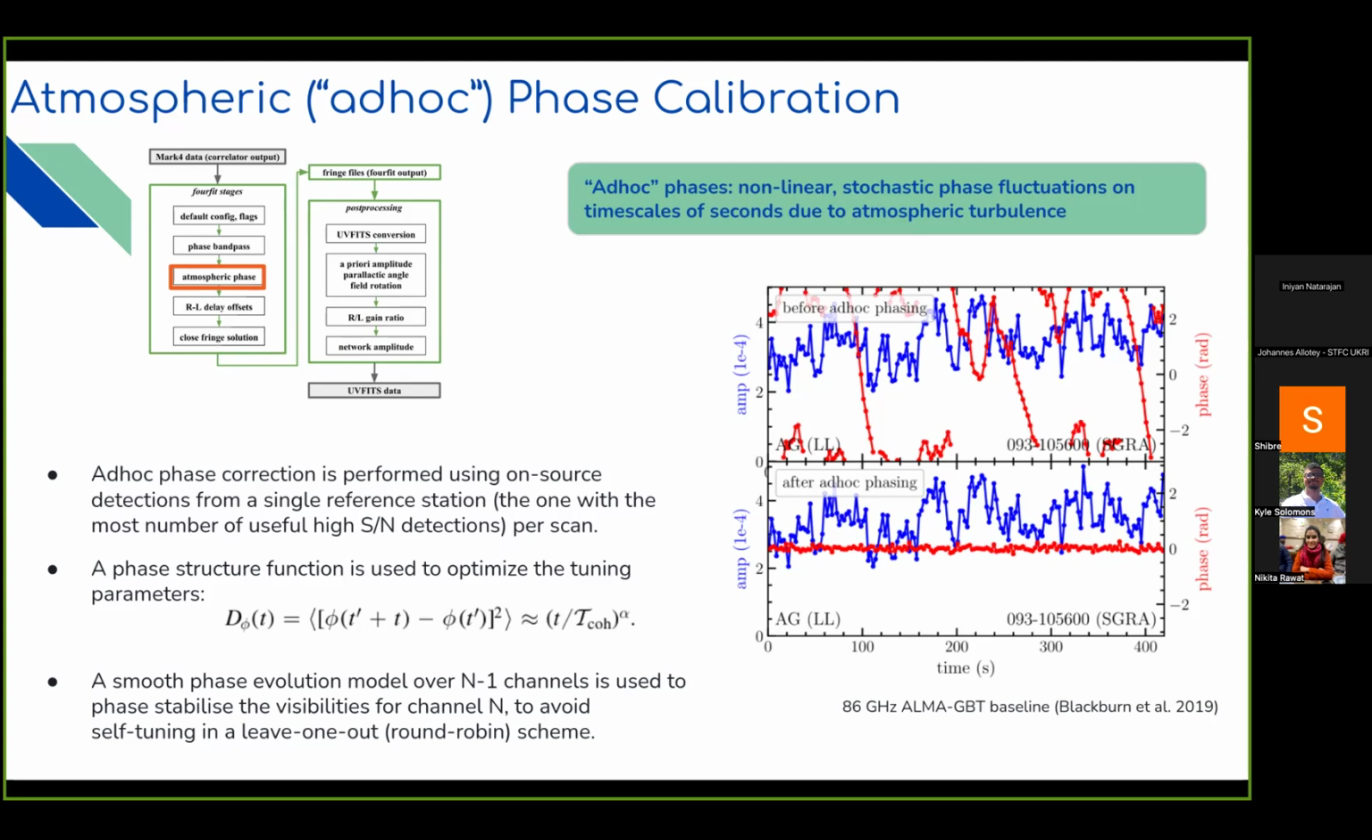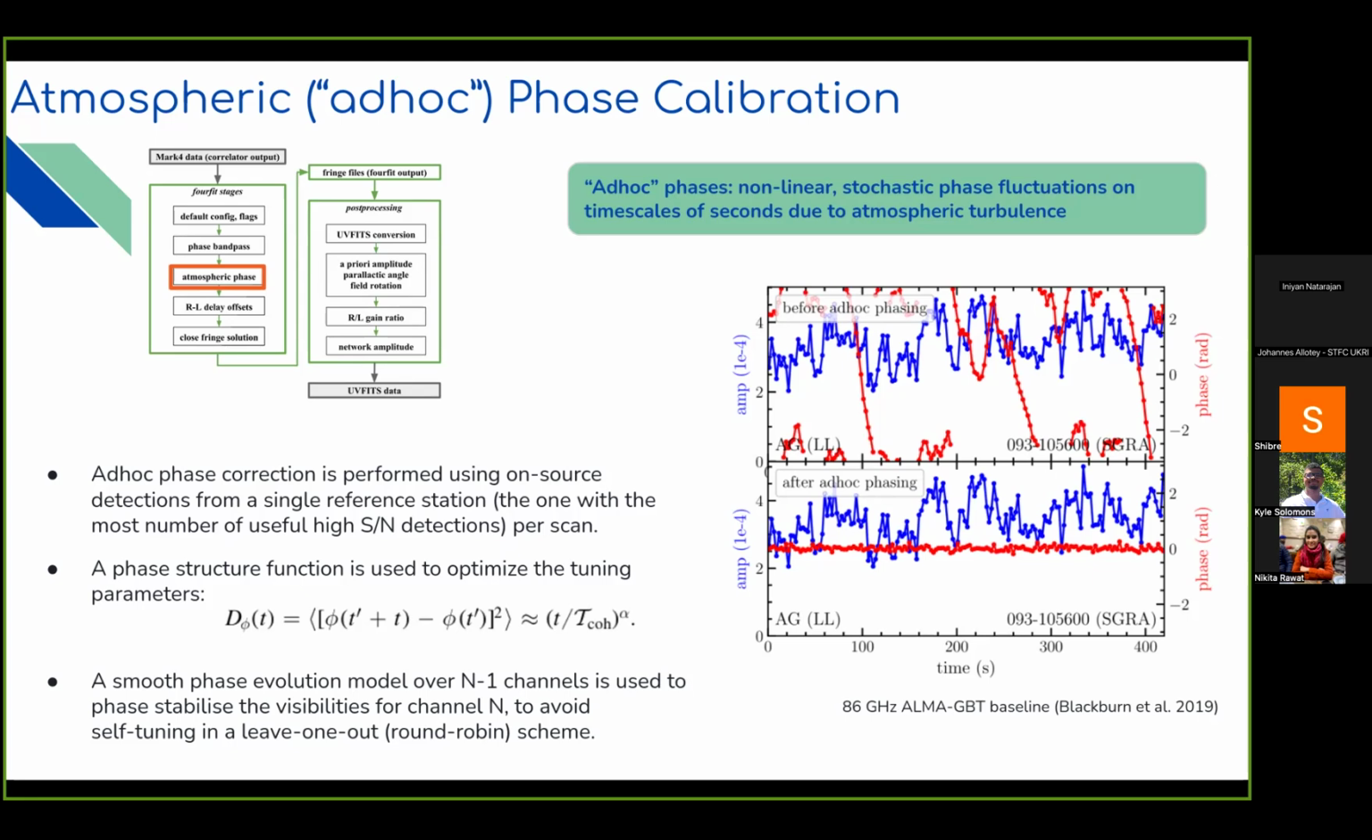So you can see here, again, the red curves. You can ignore the blue curves, they are the amplitudes. You can see the red curves before you correct for the tropospheric effects, there's a lot of turbulence in the phases and they're just all over the place. And so you use a phase structure function to optimize these tuning parameters. And then you correct for these every few seconds so that the phases line up.